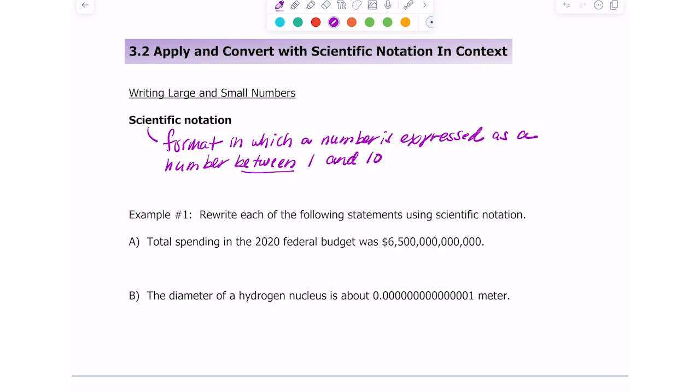And the key is there, it's between 1 and 10. So in other words, when we write scientific notation, we can't use the number 10 as the first number.